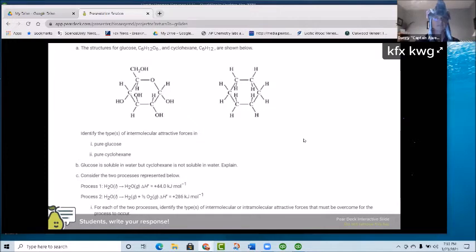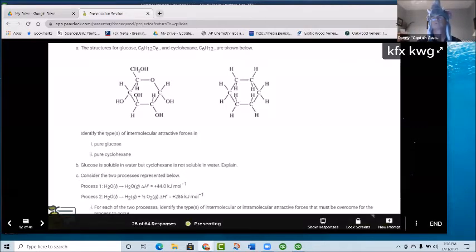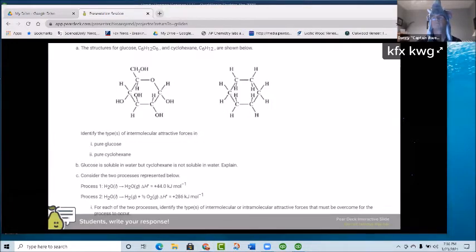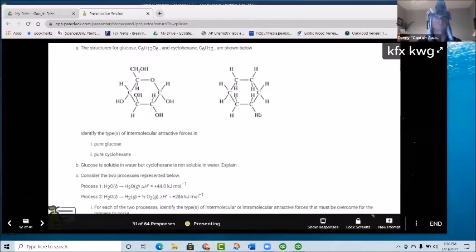So go ahead and take a stab. Keep in mind it says for each of the two processes. So you want to talk about process 1 and you want to talk about process 2. What type of intermolecular or intramolecular attractive forces must be overcome for the process to occur? Okay, I got 31 answers so far. I'm just going to peek in and see what y'all are putting.